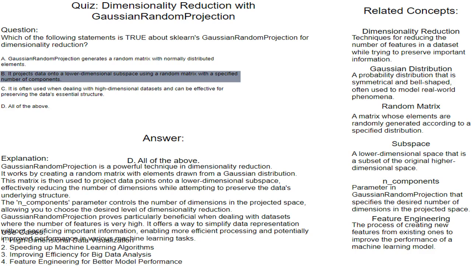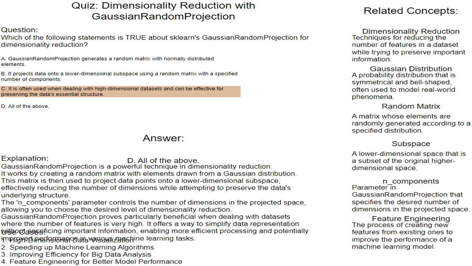Correct. Gaussian random projection is particularly valuable for high-dimensional data, as it can reduce the number of features while trying to preserve essential relationships within the data. C. It is often used when dealing with high-dimensional datasets and can be effective for preserving the data's essential structure.